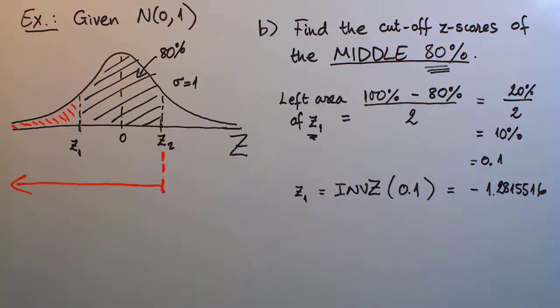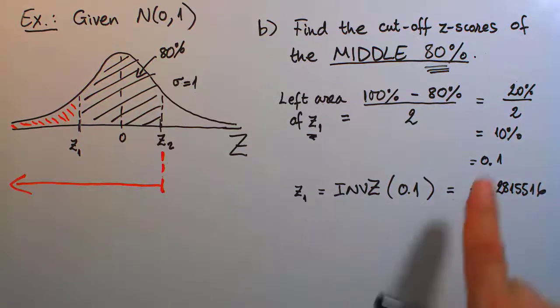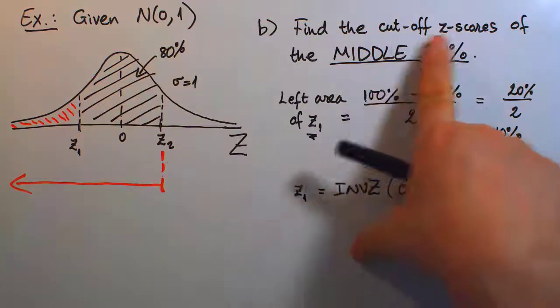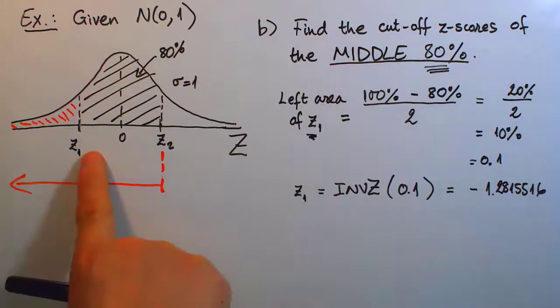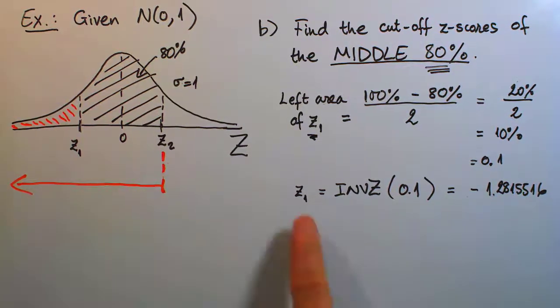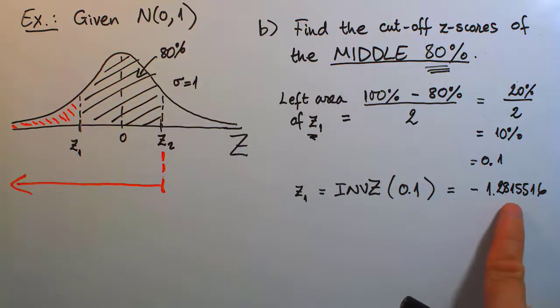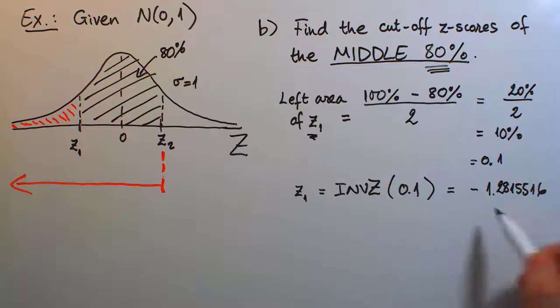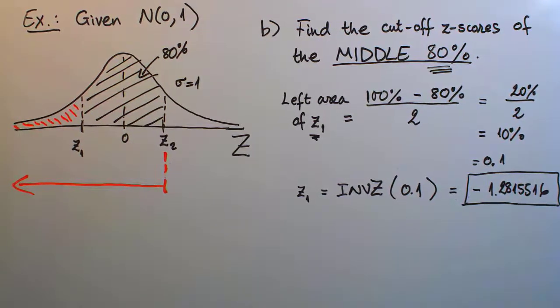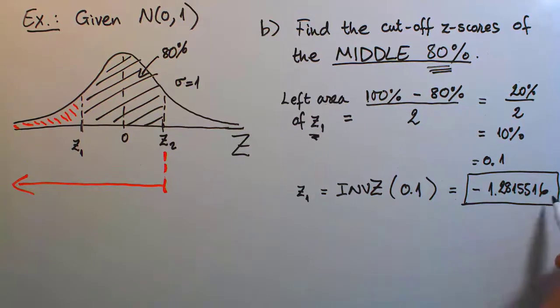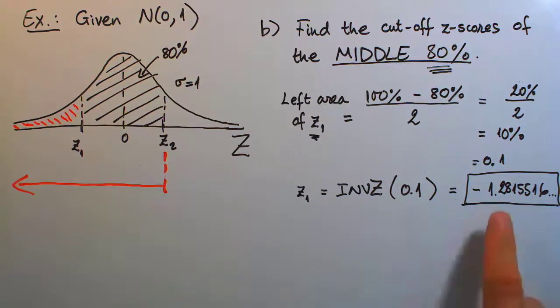Okay, so we found one of them. Because remember, the question was asking for finding the cutoff Z-scores. We found one. We found the cutoff. Here Z1 must be at a negative 1.2815516. And then how far to round pretty much depends on every different assignment problem. So I'm not going to be too specific about how far to round. Let's just leave the answer like that.